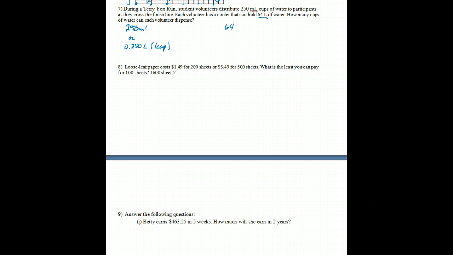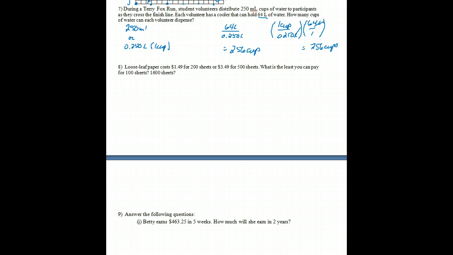So we take our 64 liters of water that they hold. They will give out this quantity, 0.25 liters, to every participant, which will work out to 256 cups of water. Another way of thinking about that, 1 cup is 0.25 liters, and you have 64 liters. Now your liters would cancel here, leave you with cups, and as you multiply out your fraction, you will get 256 cups.